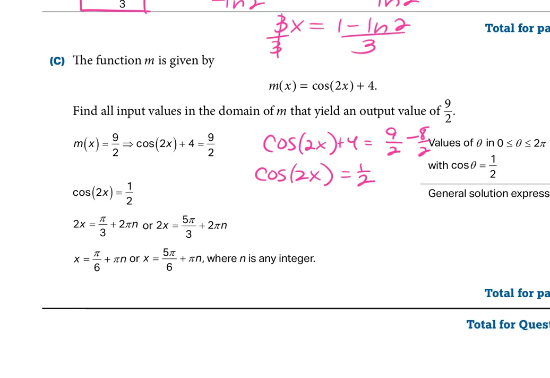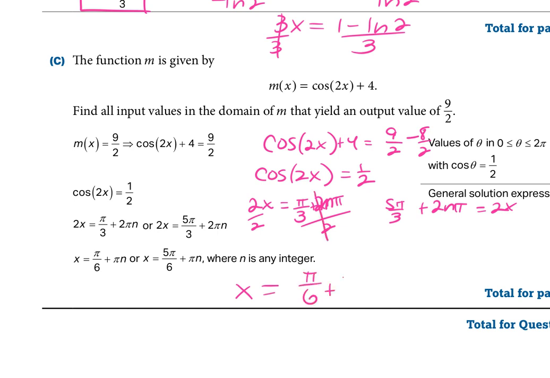So cosine is a half at pi over 3 and 5 pi over 3 plus 2n pi, but 2x equals that. So then we had to divide everything by 2. And x equals pi over 6 plus, these cancel, n pi, and divide everything by 2 here, 5 pi over 6 plus n pi.